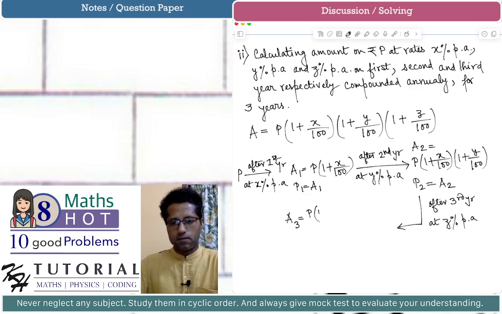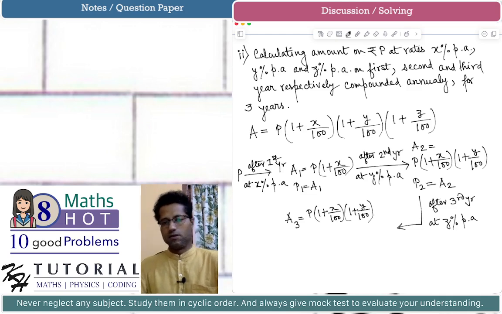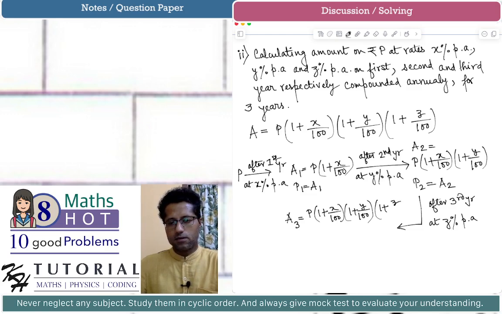P multiplied by 1 plus X by 100 multiplied by 1 plus Y by 100. So this is the current principal, which is basically the amount resulted at the end of previous year. Now we have to multiply with the factor 1 plus Z by 100, as the current rate is Z% per annum. So this is the final amount, and as you can see, this is as per the given formula.